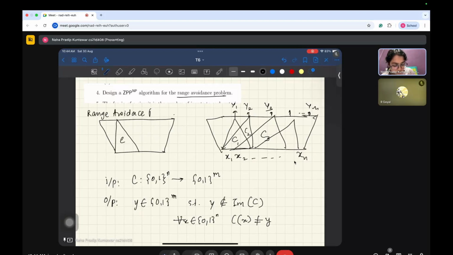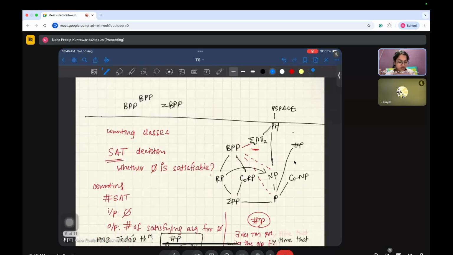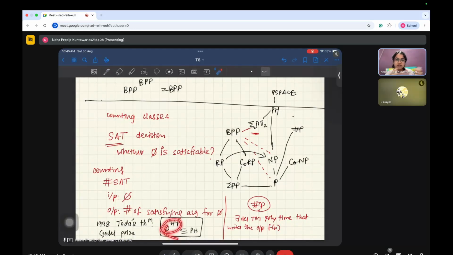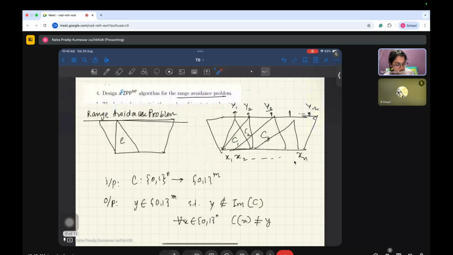So maybe I'll not call this ZPP, but I'll call this FZPP, where instead of the ZPP algorithm telling us whether to accept or not, think of it as giving us a value. Although we are not counting something, it's not really Sharp-P, but think of it as writing something on the tape rather than just writing a 0 or 1. That's the only difference. Otherwise everything in the other part of the definition remains the same. So you want to design an FZPP algorithm with access to an NP oracle.